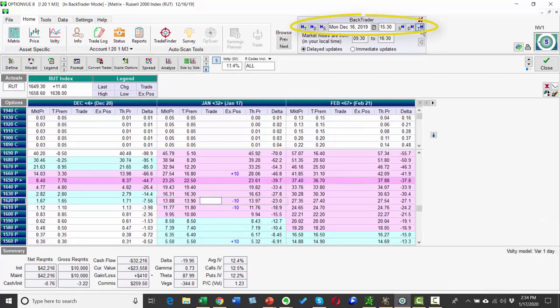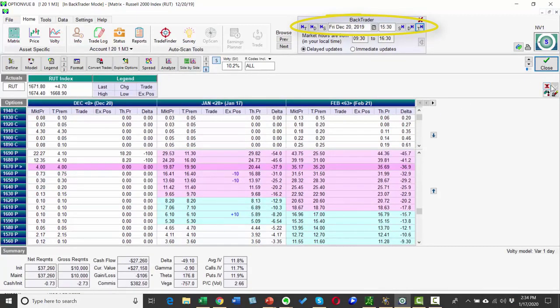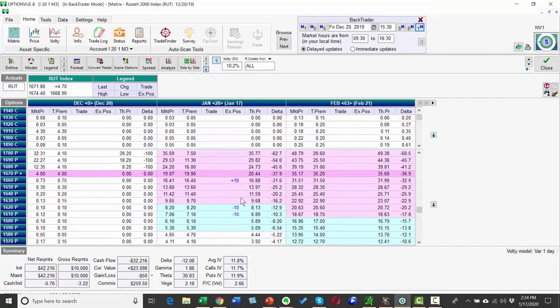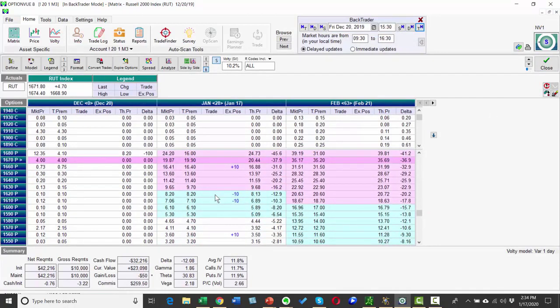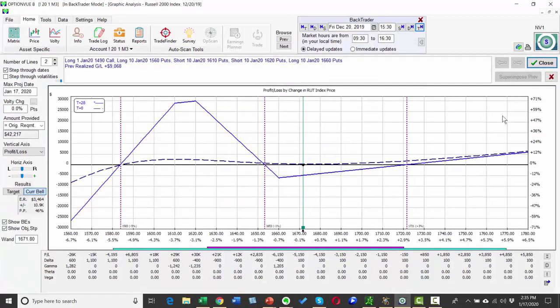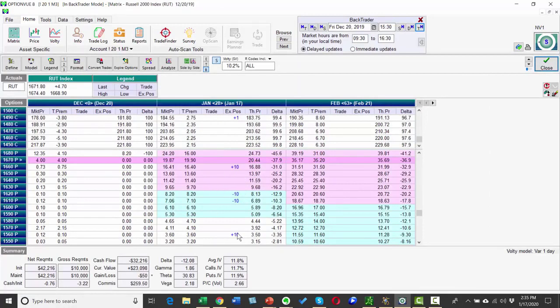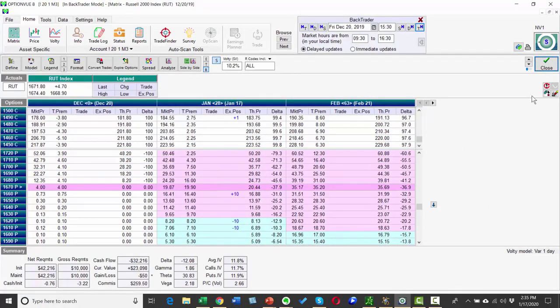It's December 16th. Let's go to 4 days later, December 20th. The Russell continues to go up. We're more than 10 points past our long strikes once again. So what we're going to do is what's called a roll. Let's show you the position ahead of time here. That's what we look like now. We're going to sell this position and we're going to move it higher.